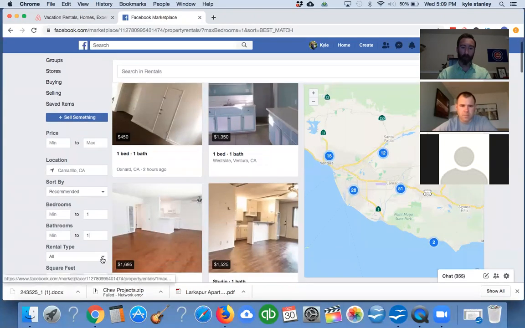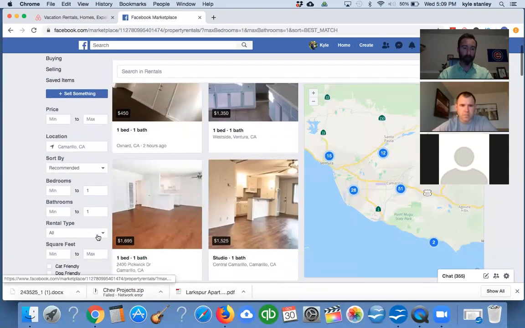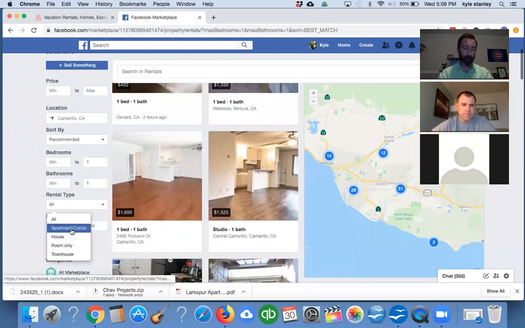And rental type, we're going to start with apartments. Okay. And so apartment / condo.